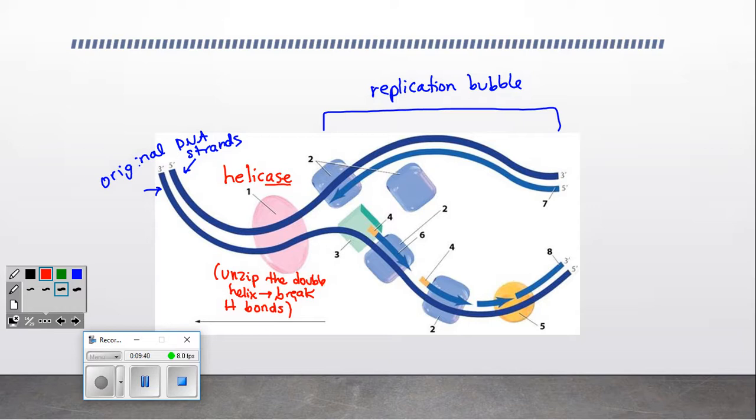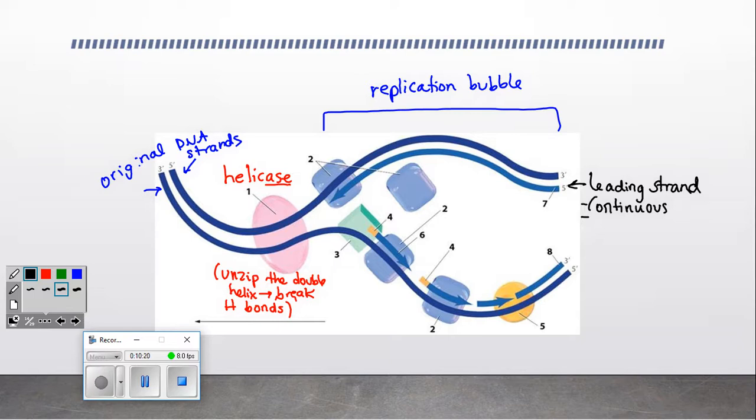Then you will see a whole bunch of other enzymes come along, and different things happen on the top and on the bottom. Where you see number 7 pointing to this strand, this is called the leading strand. There are a couple of ways that you could recognize the leading strand. The most obvious way would be that it is continuous. So if you look at that strand, there's no spot where there's a break in the line.